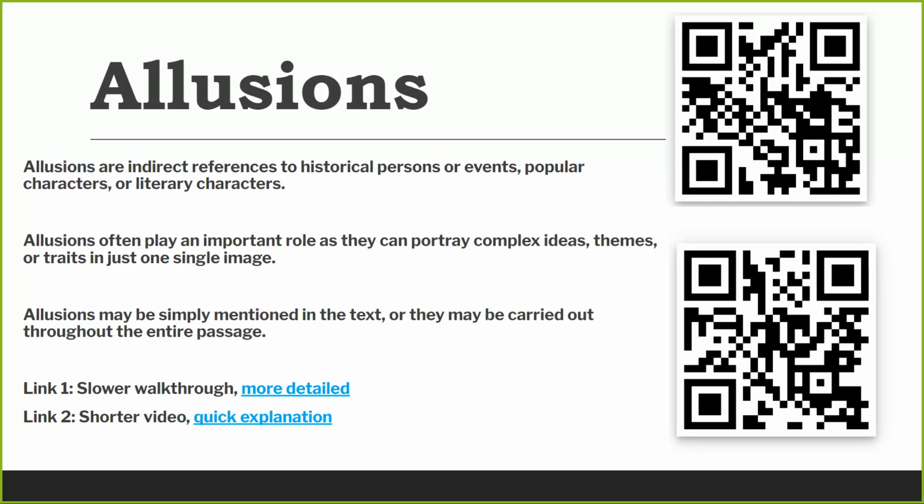They often play an important role in text because they can portray a complex idea or theme or trait in one simple image or one quote. They're quick. Allusions may be simply mentioned in the text, or they may be carried out throughout the entire passage. So they can be long or they can be short. There's a more detailed walkthrough in the first link, and there's a shorter, faster explanation in the second link here.